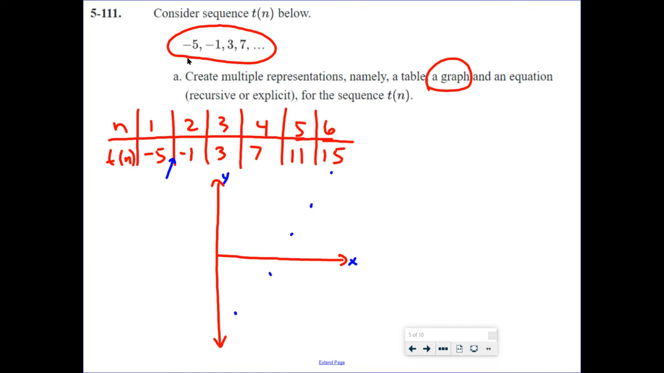Cool. And now, recursive or explicit. You should be good with this. So please write me the recursive or explicit equation for this. Actually, it wouldn't be a bad idea if you did both. So pause the video and do one or both, whatever. And I'm going to do both here in just a second.